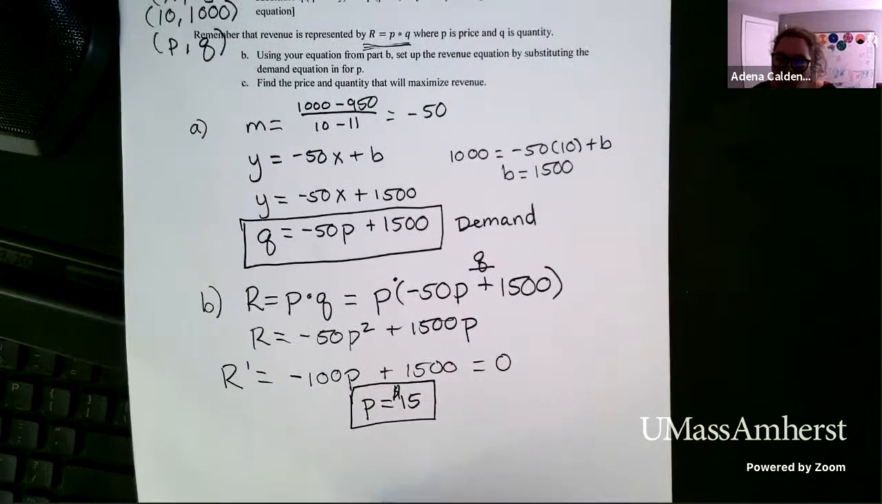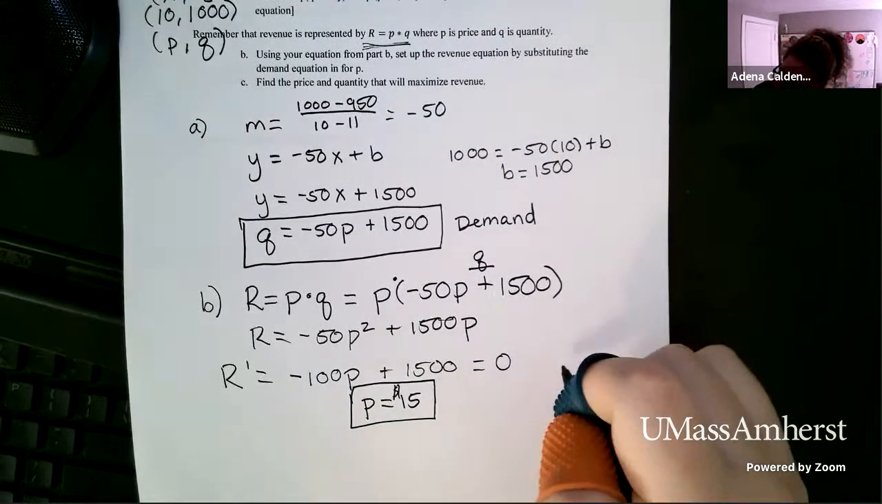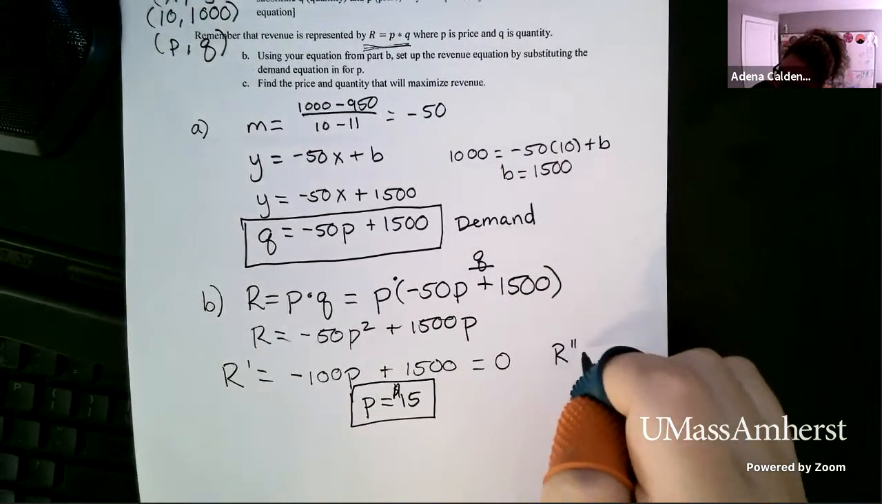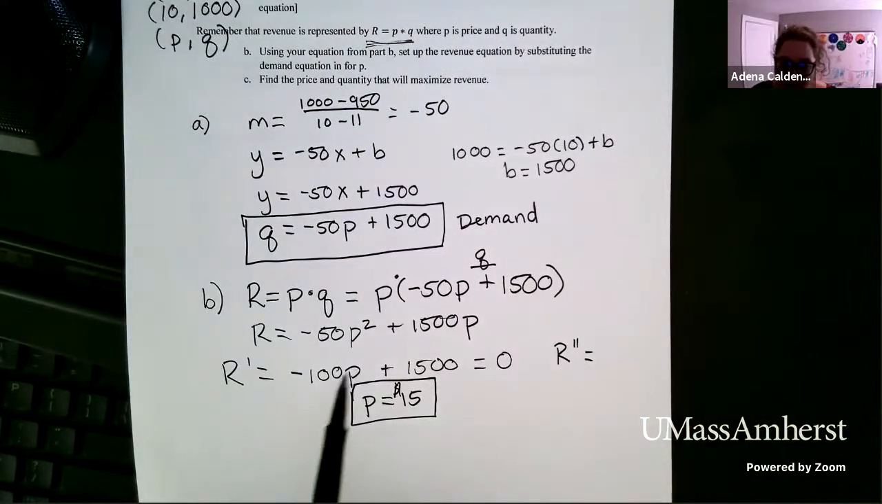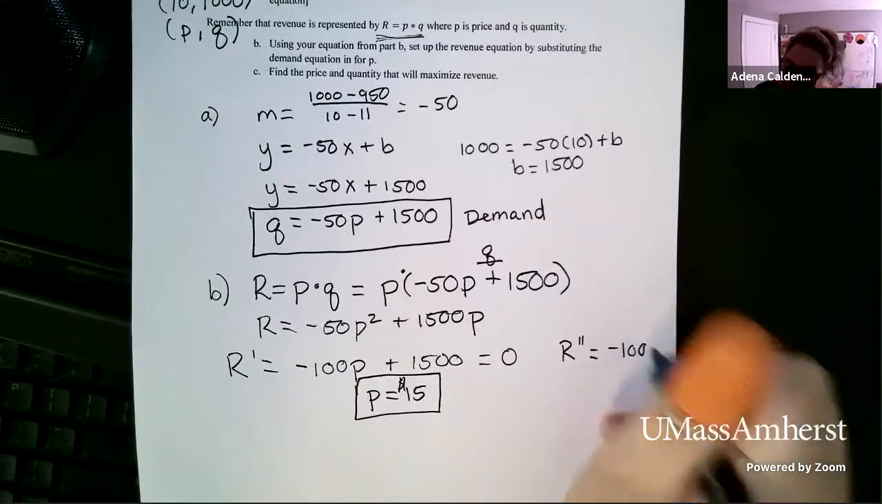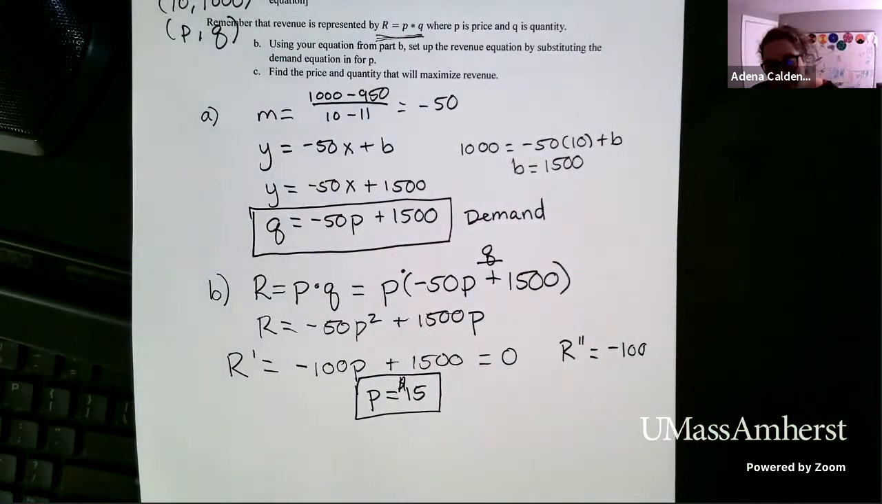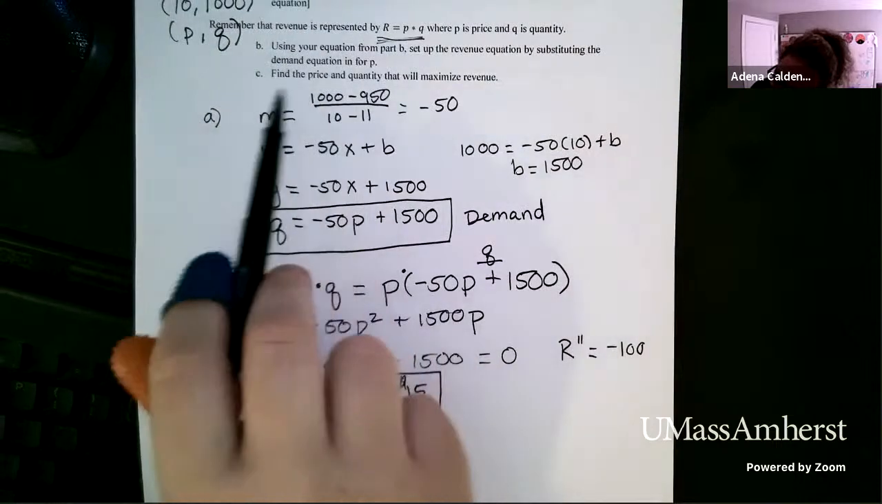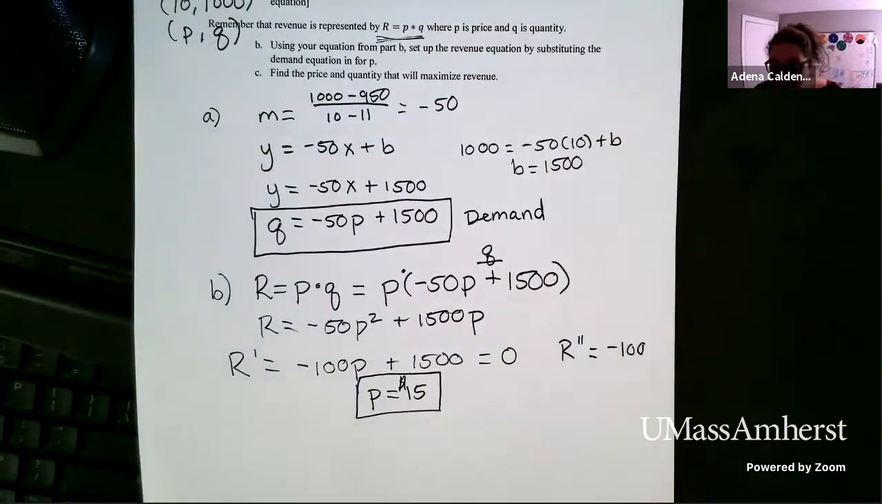But I want to make sure that it's actually a maximum. So I'm going to take a peek at the second derivative and use the second derivative test. The second derivative here is negative 100. If the second derivative is negative, the original function's concave down. So this does maximize.